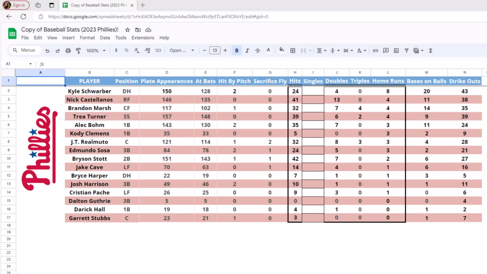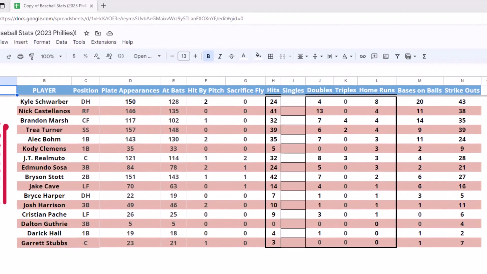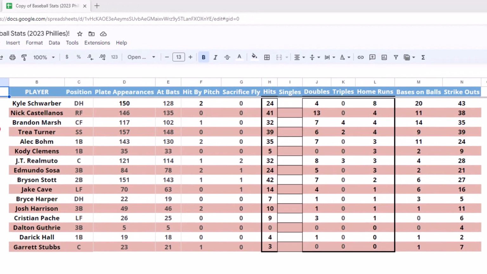Okay, my friends, so here's the 2023 roster. Everybody except pitchers. I forget why I left the pitchers off. I think because they've got other stats that I didn't want to get into. So this is all the other players besides the pitching staff for the Philadelphia Phillies in 2023.